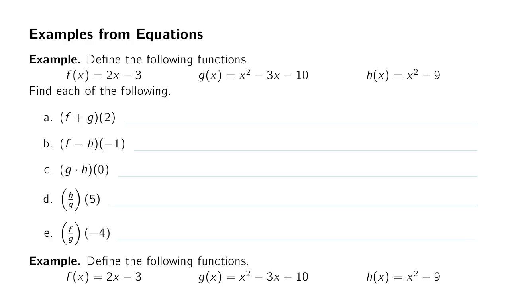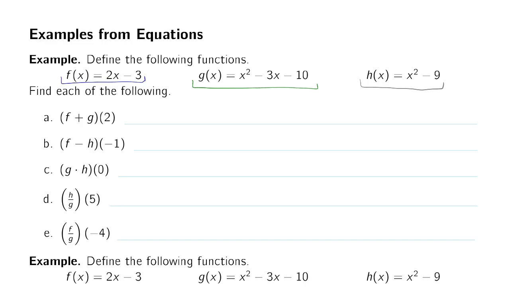We've already seen some examples where our functions were given by equations, but let's see a few more. So here we have three functions, f, g, and h. And these are all polynomial functions, so we have a very good understanding of how they operate. If we want to take these sums, differences, products, quotients, well, one way we could go about this is just the way that we have been.